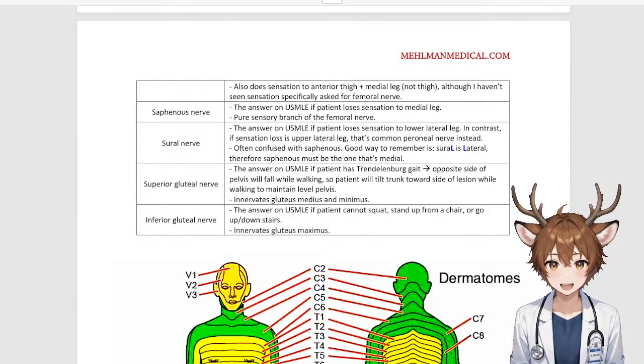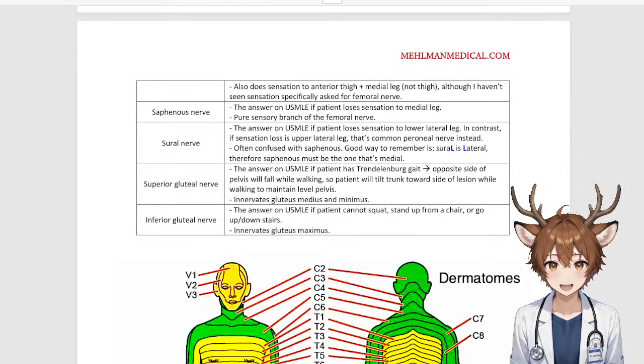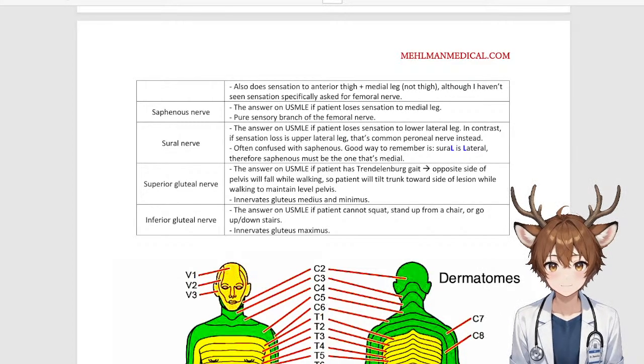Superior gluteal nerve. The answer on USMLE, if a patient has a Trendelenburg gait, the opposite side of the pelvis will fall while walking, so the patient will tilt the trunk to the side of the lesion while walking to maintain the level of the pelvis. Innervates gluteus medius and minimus.